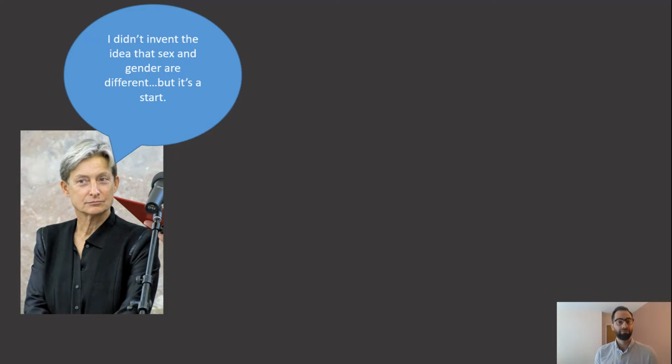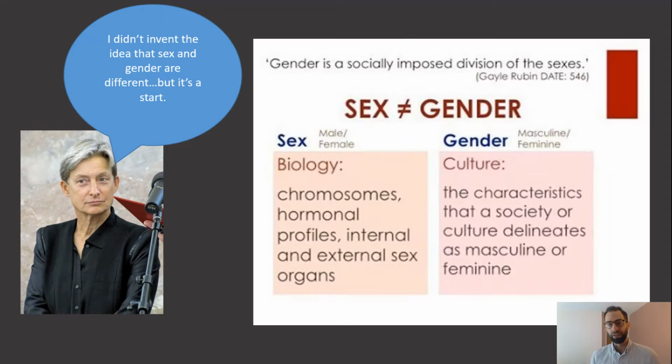And Butler might say that she didn't invent the idea that sex and gender are different, but it is indeed a good start. So Gayle Rubin writes that gender is a socially imposed division of the sexes, where sex is a kind of biological term, which refers to chromosomes, hormonal profiles, or internal and external sex organs. And gender, which might define things like the spectrum of masculinity and femininity, is a cultural term, or refers to that which is cultural, the characteristics that a society or culture delineates as masculine or feminine.